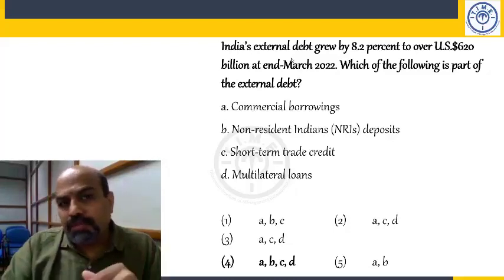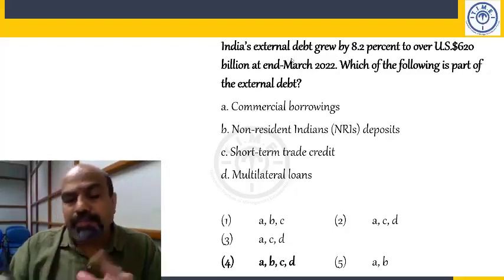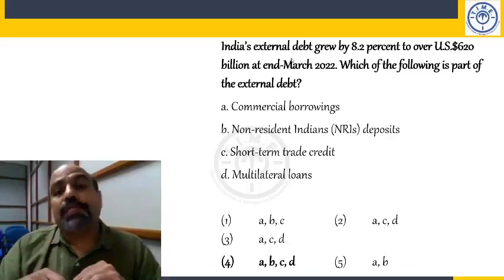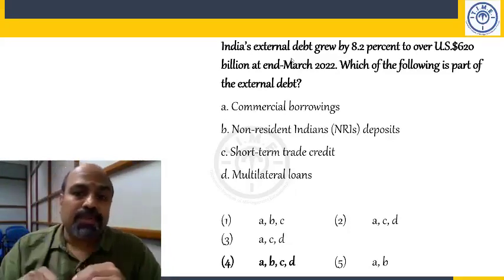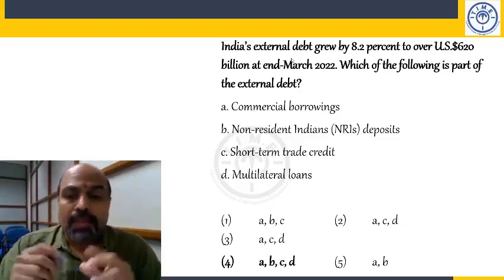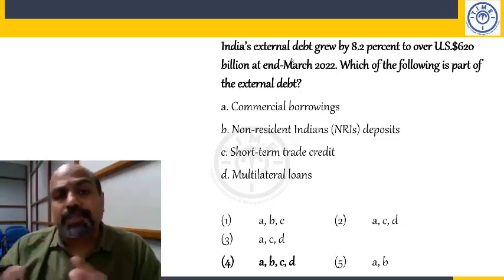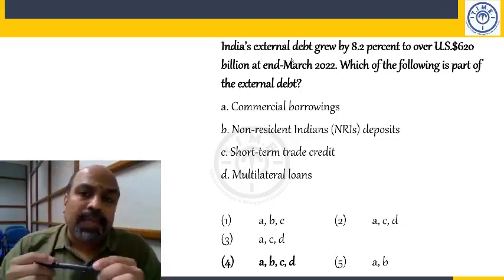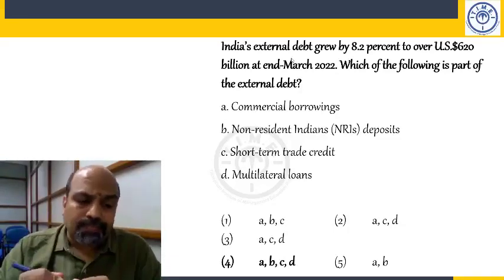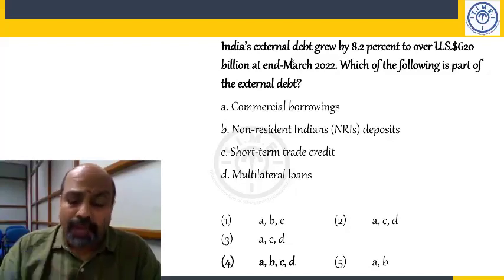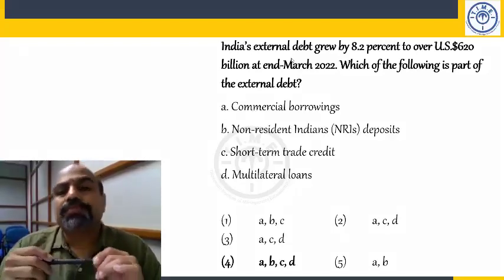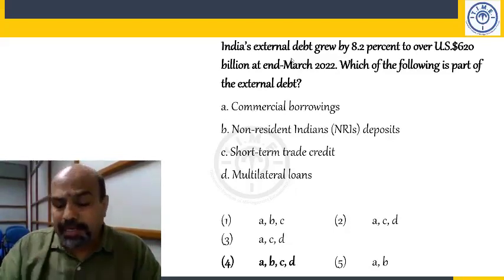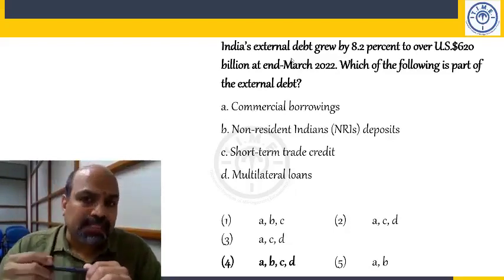Now, $250 billion of this 620 is, you could write within brackets, 40%. Let me finish and then I'll explain. Next, non-resident Indian deposits or NRI deposits, dash, $159 billion. In brackets, about 26%.